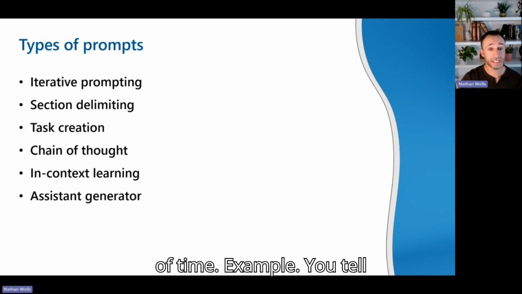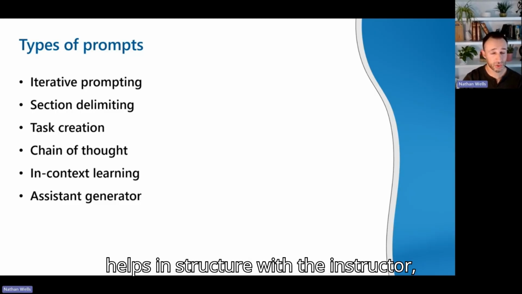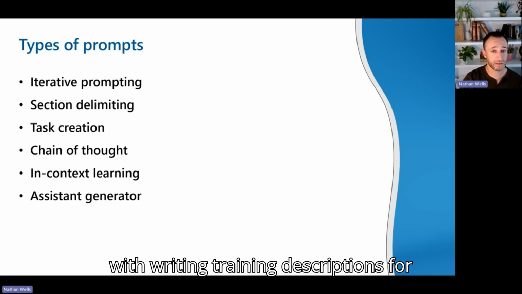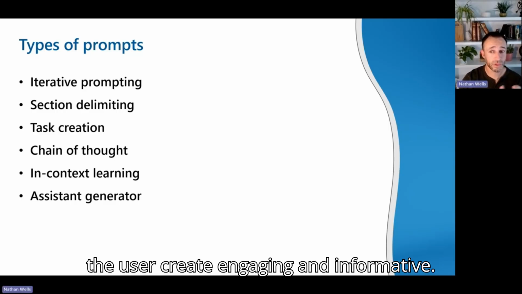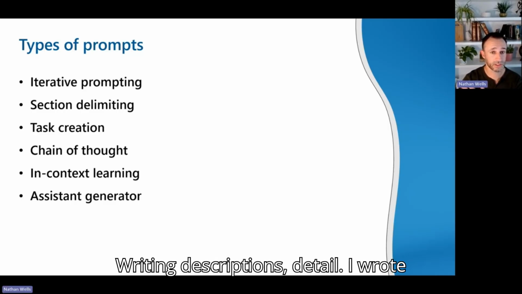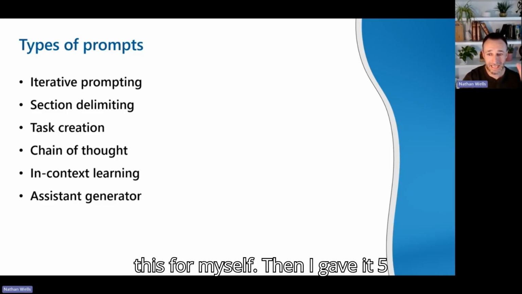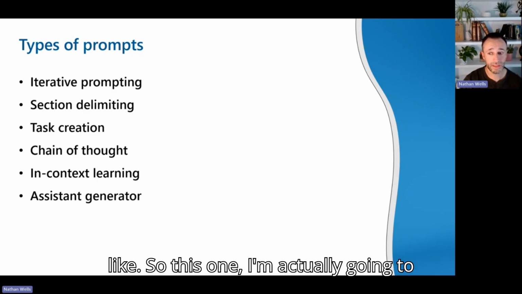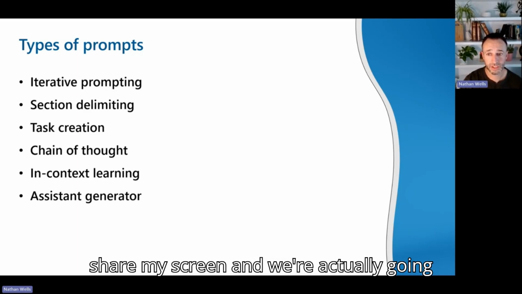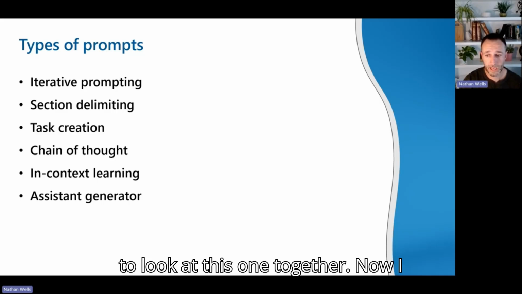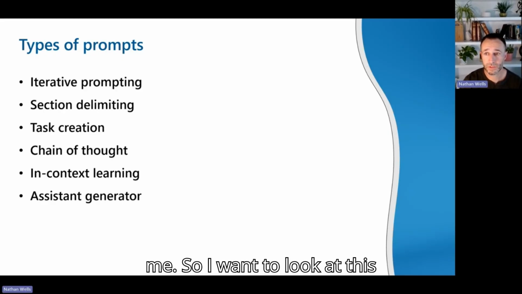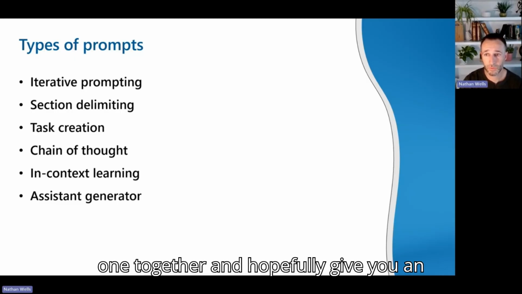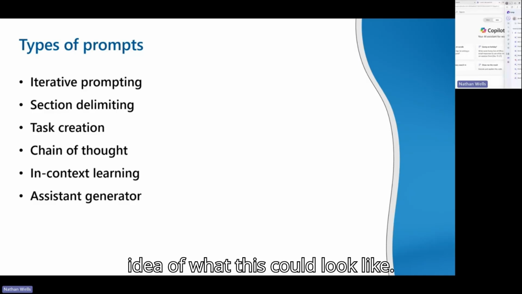For example, you tell the AI its role. So your role is an AI assistant that helps the instructor with writing training descriptions for sessions with an audience on your training topic. Your goal is to help the user create engaging and informative training descriptions. You can tell I wrote this for myself. Then I gave it 5 steps with point by point what that looks like. So this one, I'm actually going to share my screen, and we're going to look at this one together. Now, I don't do a lot of long form prompts, but this one has been really helpful for me. So I want to look at this one together and hopefully give you an idea of what this could look like.